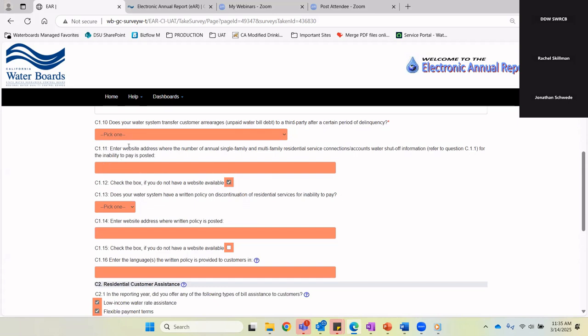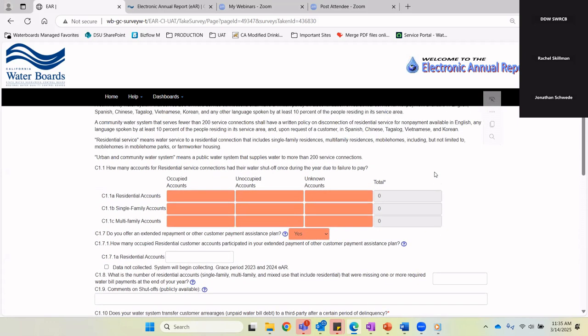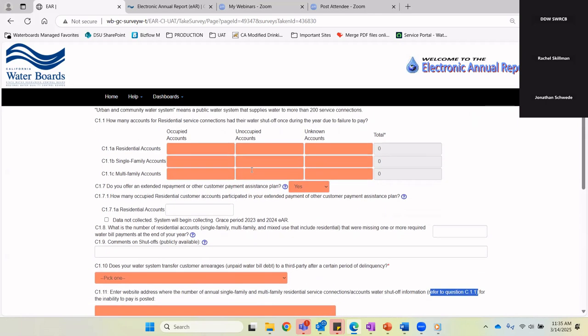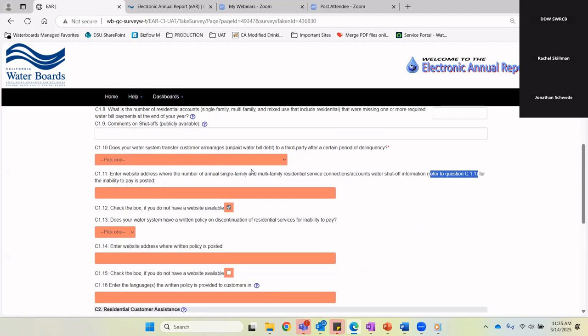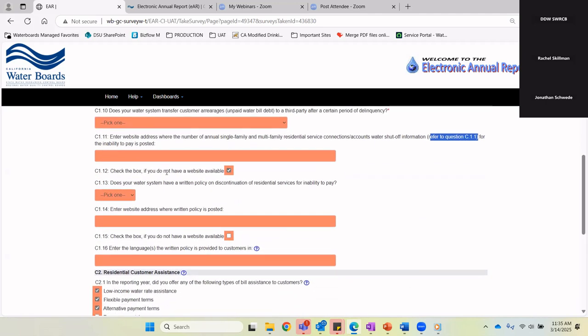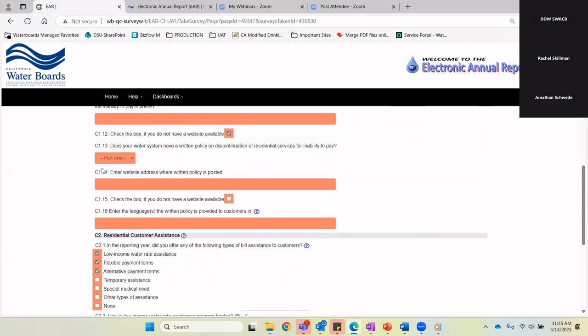And just to let you all know, this C111, this question is referring to question C 1.1, which was how many accounts for residential service connections had their water shut off once during the year due to failure to pay. Then after that, it's C13. Does your water system have a written policy on discontinuation of residential services for inability to pay? You would click yes or no.